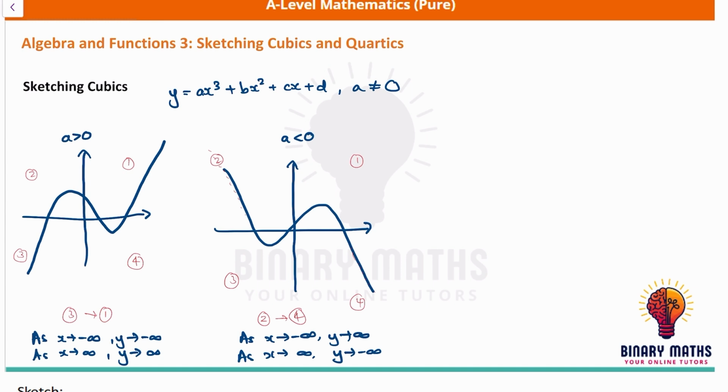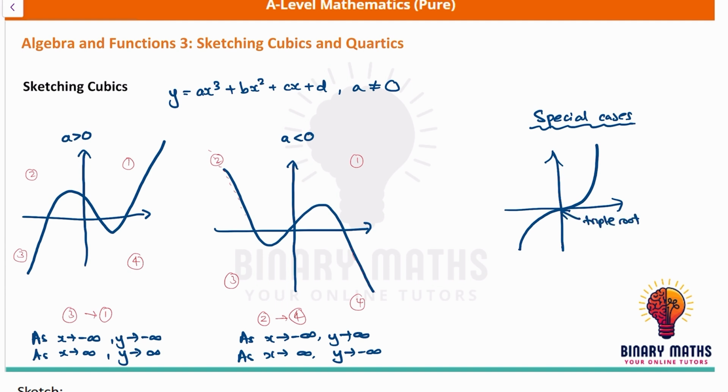Okay, the thing to watch out for is there are special cases. So they don't always look like this. One of the special cases is when you have a triple root. So for example, when there's a triple root, it'll only have one x-intercept. So this point here is a triple root. And it sort of does a little twist at that point, and it goes across. So this happens when there is one root and it's a triple root.